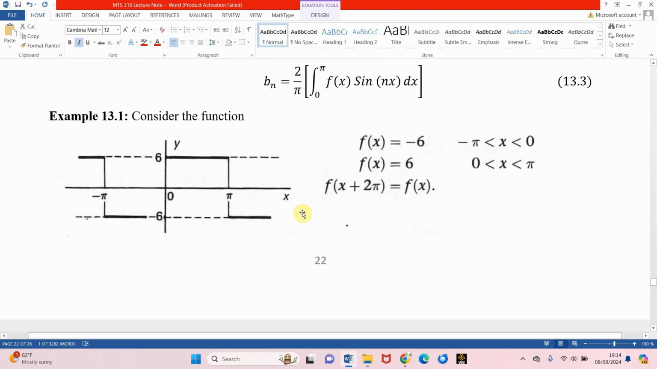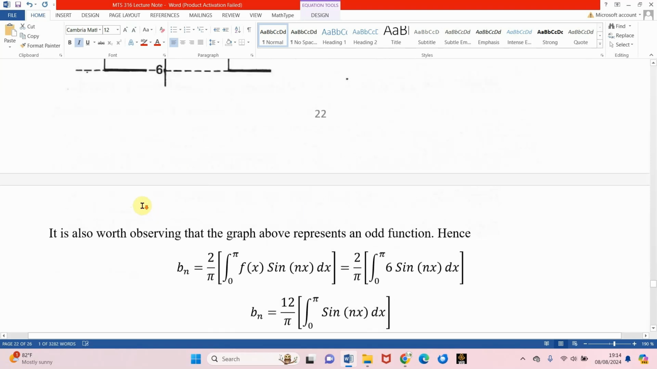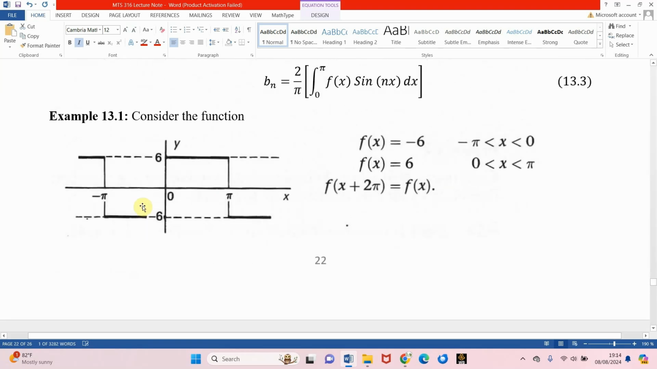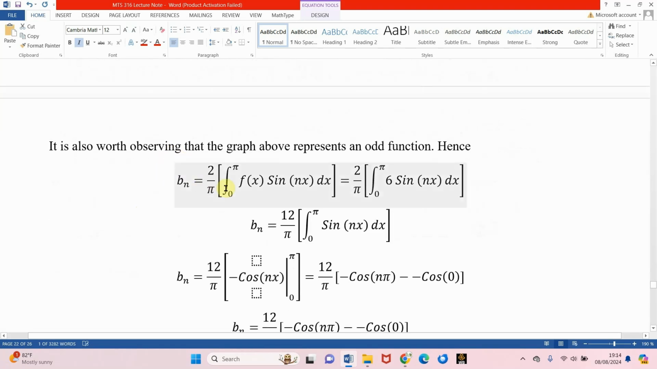Look at this example 13.1. We can see in this example that the function we are dealing with here is an odd function. So we don't need to waste our time finding a naught and an. We know clearly that those will give us 0. We only need to deal with bn. So what is bn? We have it to be 2 over pi, integral from 0 to pi of f of x sine nx.